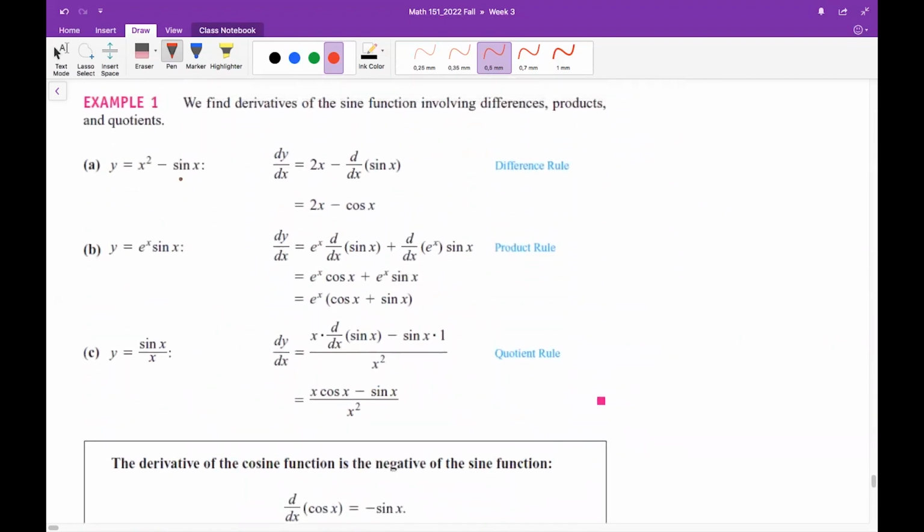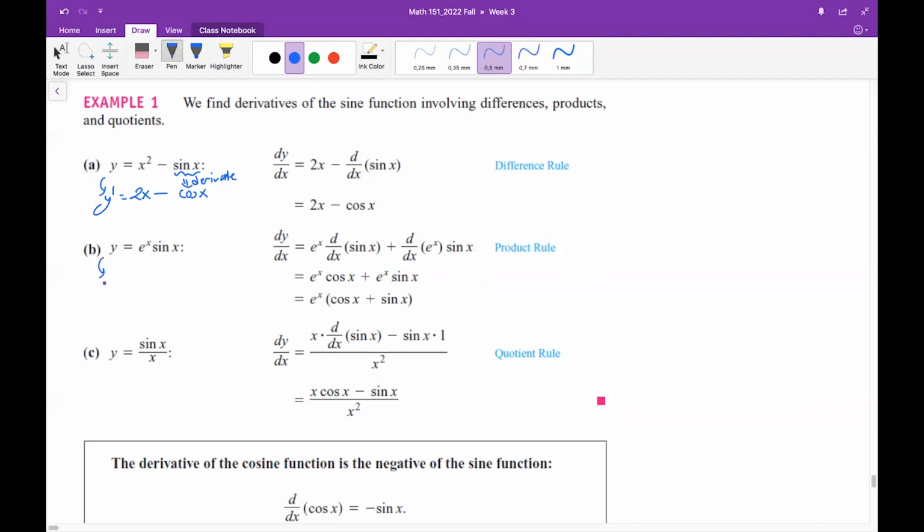Okay, so the first example about the derivation of trigonometric function sine x, we find derivatives of these functions in this example. Okay, start with this one. Y prime is, the first expression is a power function, so you derive the power function like this, minus derivative of sine function is given as the cosine function, okay? Its first derivative.